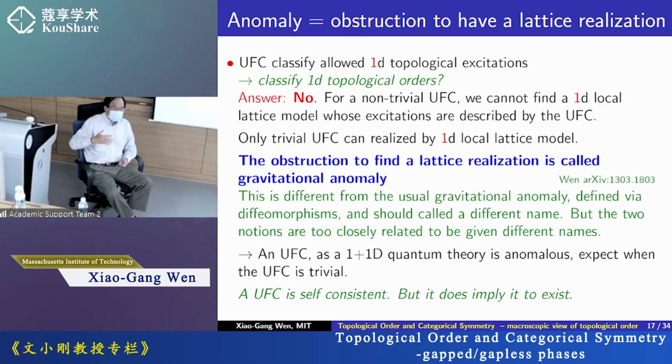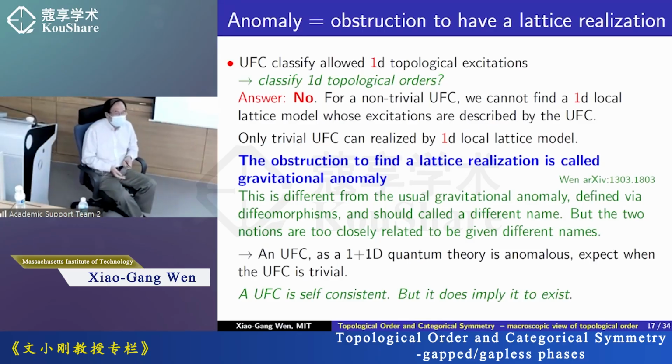And then we say that there's a low energy effective quantum field theory which does not have any UV lattice realization, and this property is called a gravitational anomaly. Maybe we should call this by a different name, but actually these two properties are very closely related. So we can call them by the same name, but the definitions are very, very different.